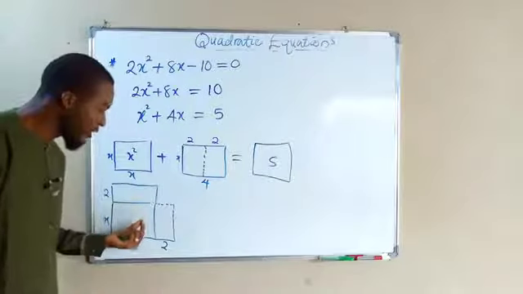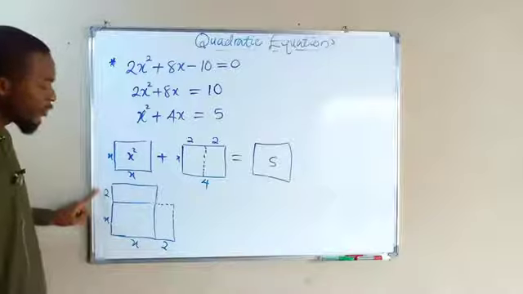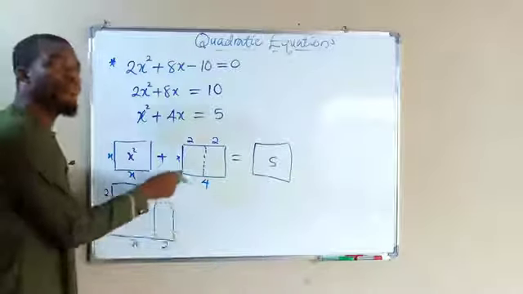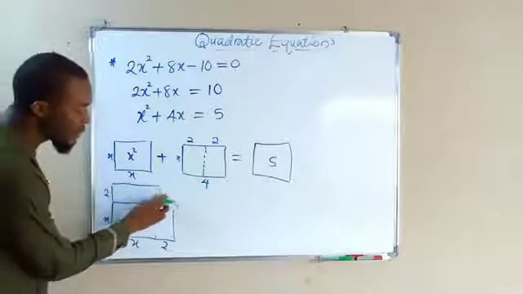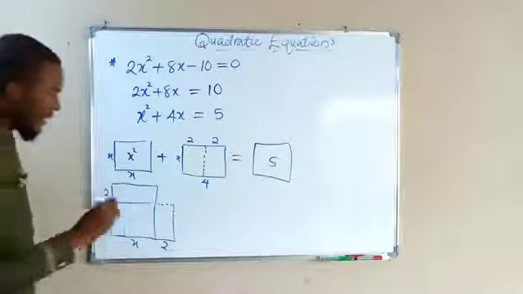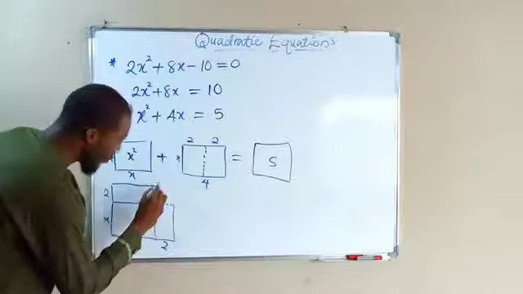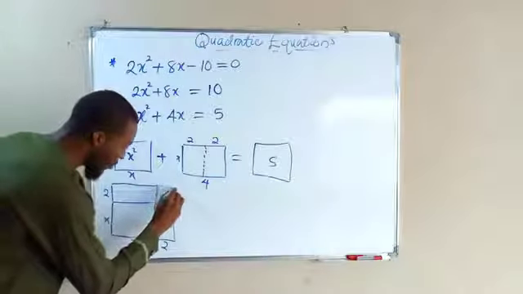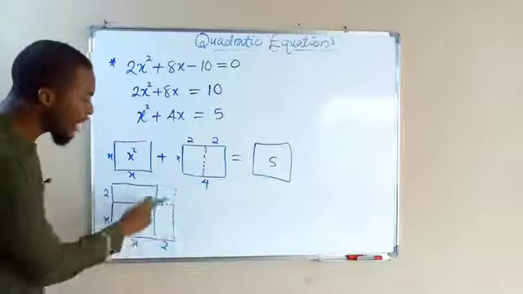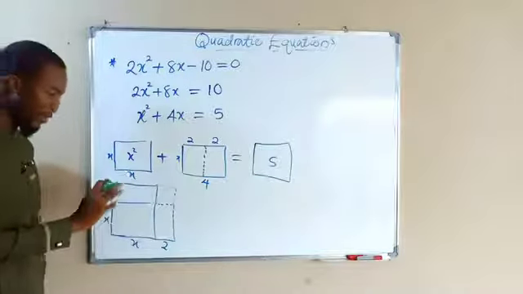If you look at this plane figure, it has a side length of x plus 2 and x plus 2. But this side is not up to x plus 2 because there is a missing side here, which we want to now complete. So to make it complete, we have to add a particular area here that will make this square a complete square.